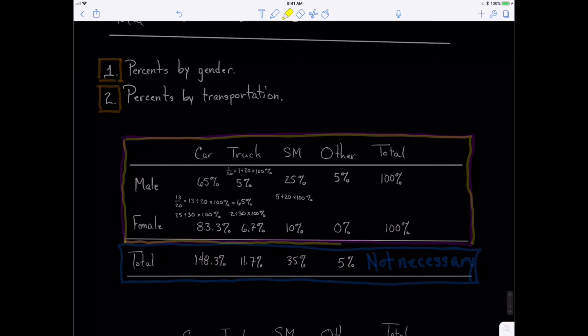And that would be our final result. I'm going to put a tick mark. We've got our check mark. We have percents by gender. Now, let's go to step 2, and that's to make a table based on percents by transportation.